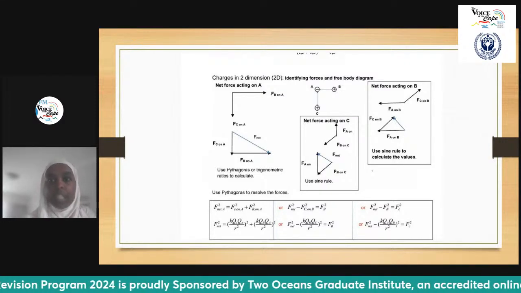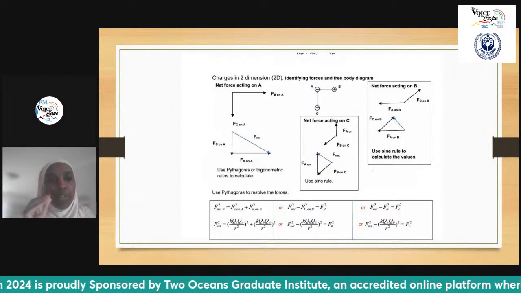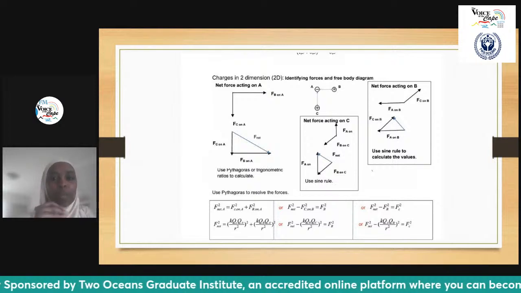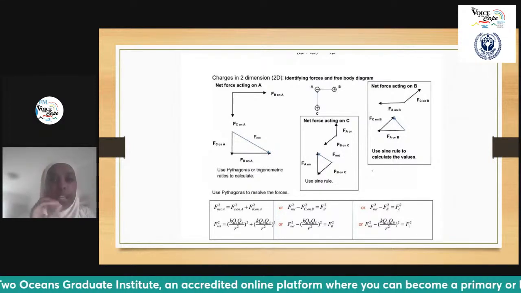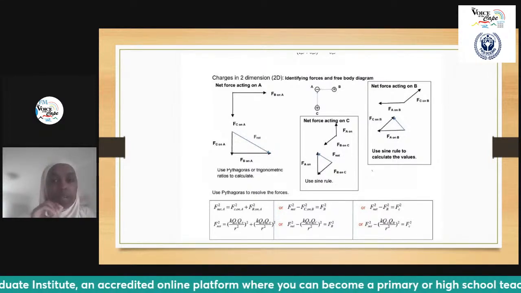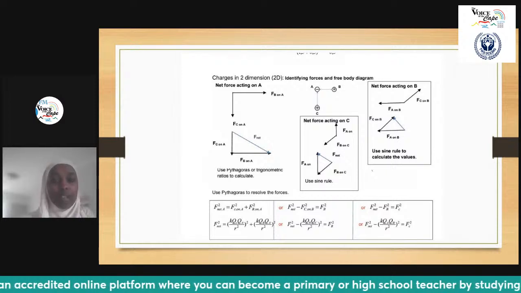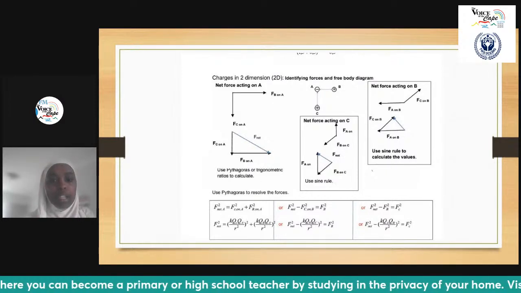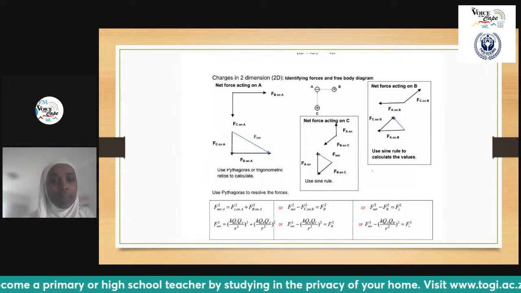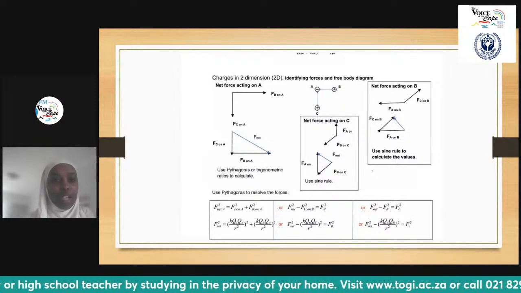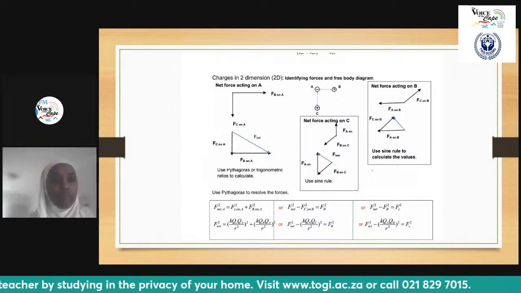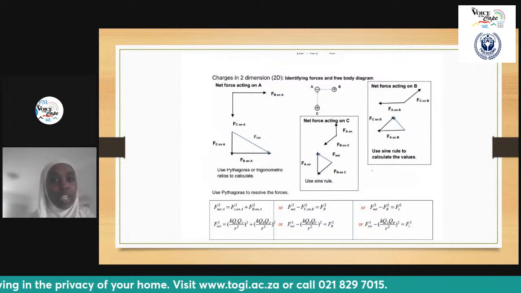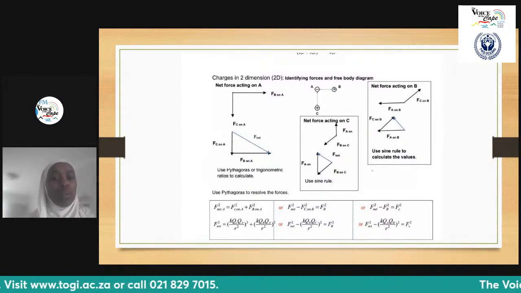Now from grade 10 already, you were supposed to be taught that we always write head to tail. So it must be head to tail. This over here is not drawn in head to tail. So please, according to physics rules, you must always draw head to tail.